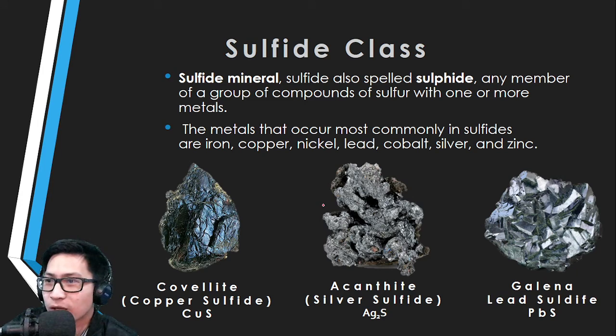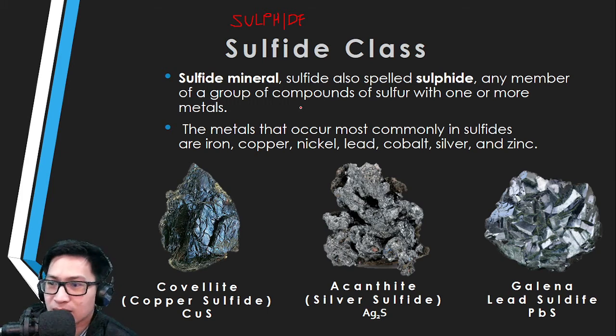Okay? Balikan po natin yung sulfate kanina. Ito naman ay sulfide. When we say sulfide, it can be spelled as S-U-L-P-H-I-D-E. When we say sulfide, any member of a group of compounds of sulfur with one or more metals. It is a sulfur combined with one or more metals. Yan po ang karakteristik ng sulfide. Ang sulfate po, may oxygen siyang kasama. Ang sulfide, sulfur lamang. Okay? Madalas po, kinocombine natin ang sulfur sa iron, sa copper, sa nickel, sa lead, sa cobalt, sa silver, and zinc.